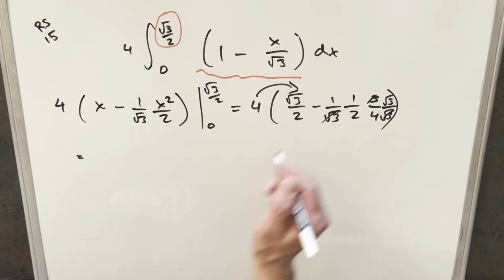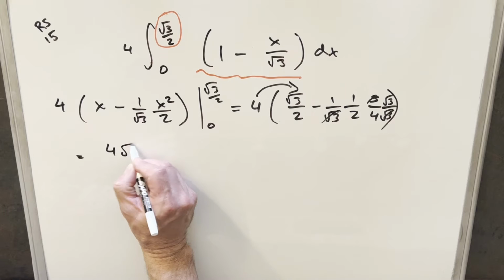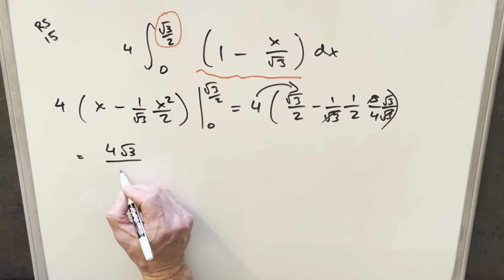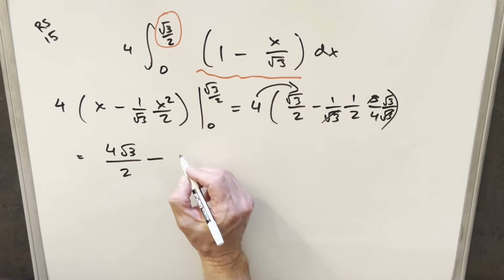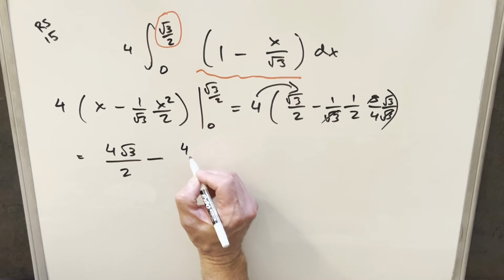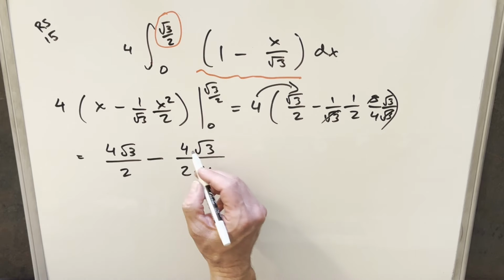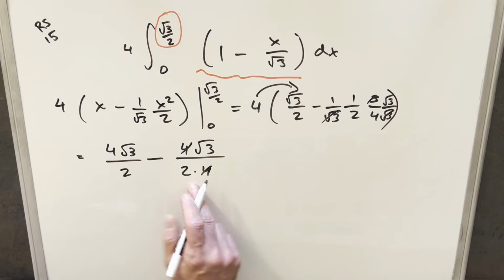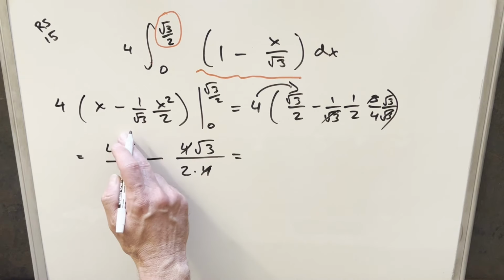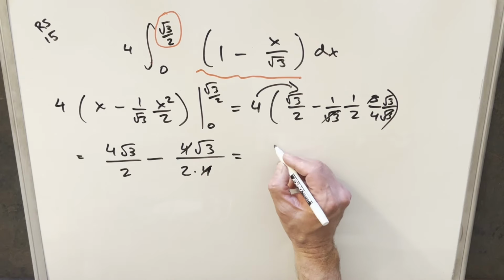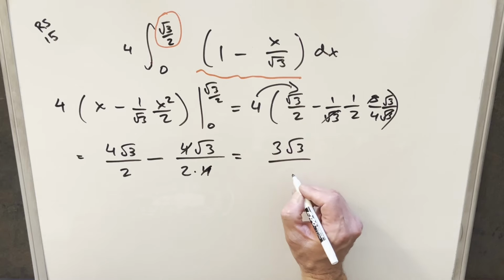So let's just distribute in the 4. We're going to leave this for the moment. This is going to be 4 square root of 3 over 2. And then distributing the 4 to the second part, we have minus 4 square root of 3 over 2 times 4. I leave it that way so I can cancel the 4s, and then we have a common denominator. So putting this together, 4 square root of 3 minus 1 square root of 3 gives me 3 square root of 3 over 2.